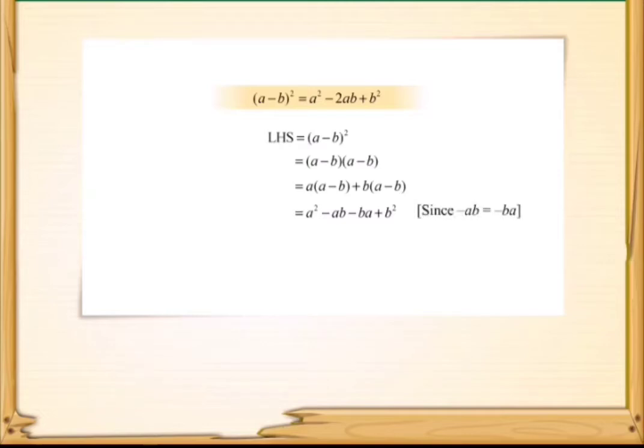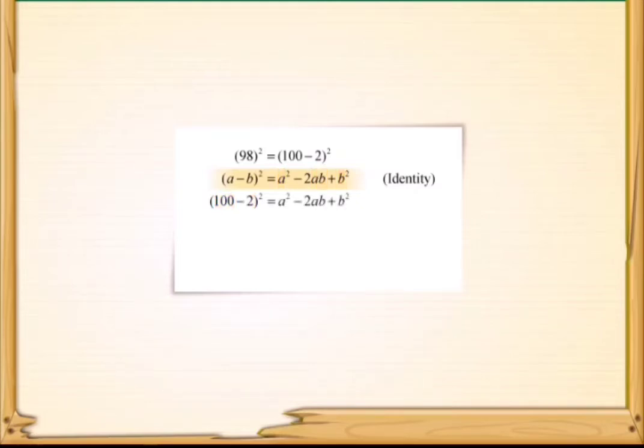Since minus ab is equal to minus ba, adding the middle terms results in minus 2ab. Therefore, the final result is a square minus 2ab plus b square, which is equal to the right-hand side of the original expression. Since the right-hand side is obtained by the actual multiplication of the left-hand side, this equality is an identity. You will now learn to find out the square of 98 by using another identity.